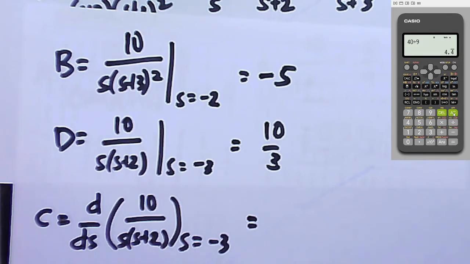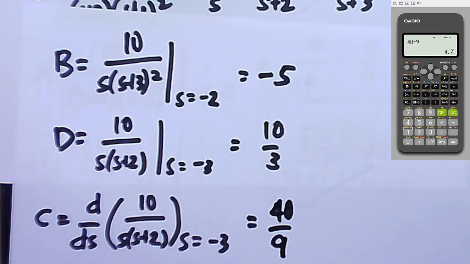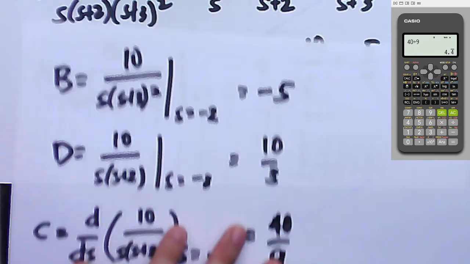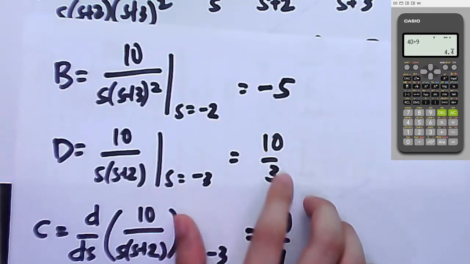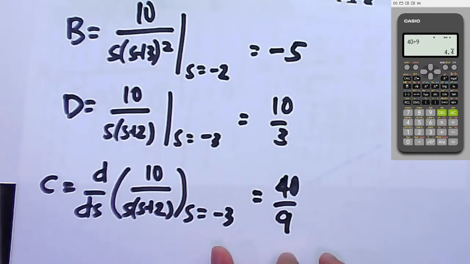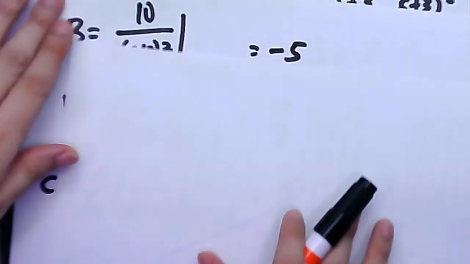Okay. So basically, pwede rin ito i-treat as 40 over 9. Okay. So, meron tayong ngayong coefficients na 5 over 9, negative 5, 10 over 3, at saka 40 over 9. Okay. So, ayan. Now, sulat natin ngayon yung fraction natin. So, ito na siya.